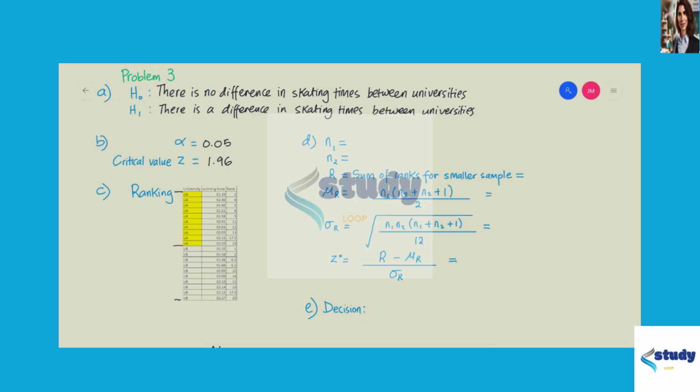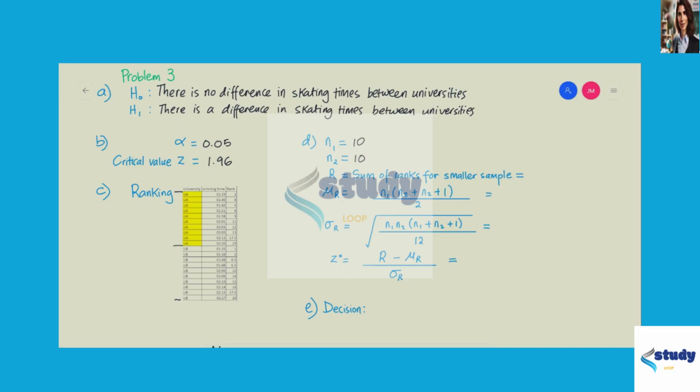Next, we're going to get the sample sizes for the two universities. So for University A, the sample size is 10, and for University B, the sample size is also 10. And because the sample sizes are the same, either University A or University B can be used in working out R. And R is the sum of ranks for the smaller samples.